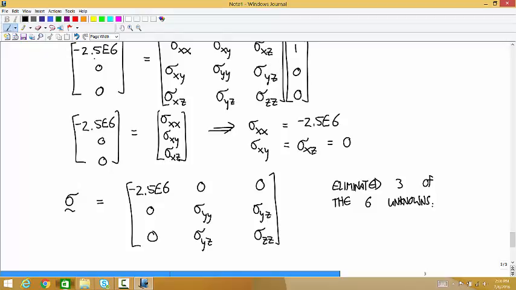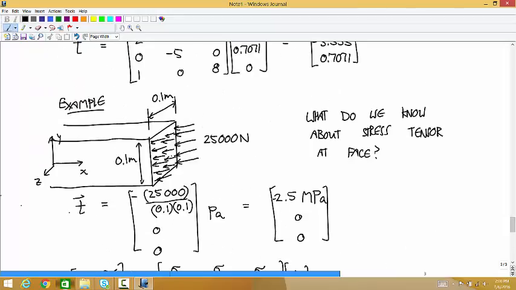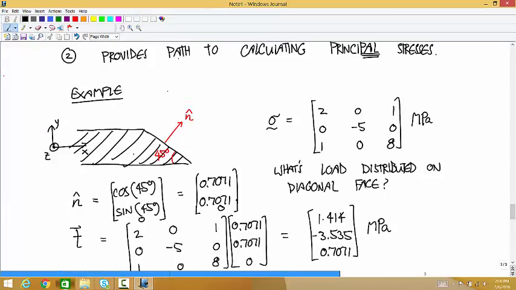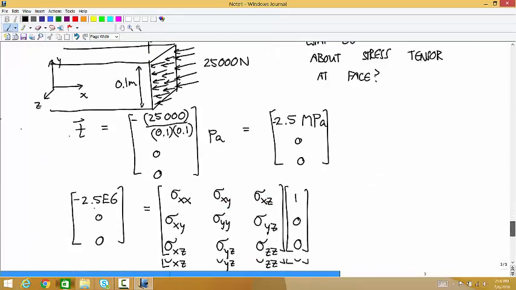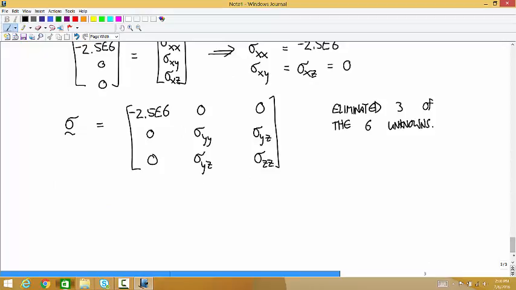And you can do the same thing if you have a face that's at an angle. Like in this case, if you're given some information that you know about the traction, you use that angled outward-facing normal, and it'll end up being a little more complicated relationship between those variables, but you can still find some constraints on allowable values for those variables. Anybody have any questions about this?